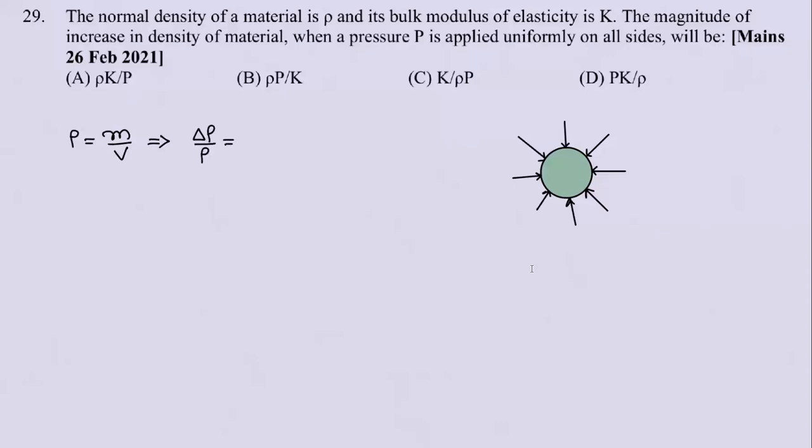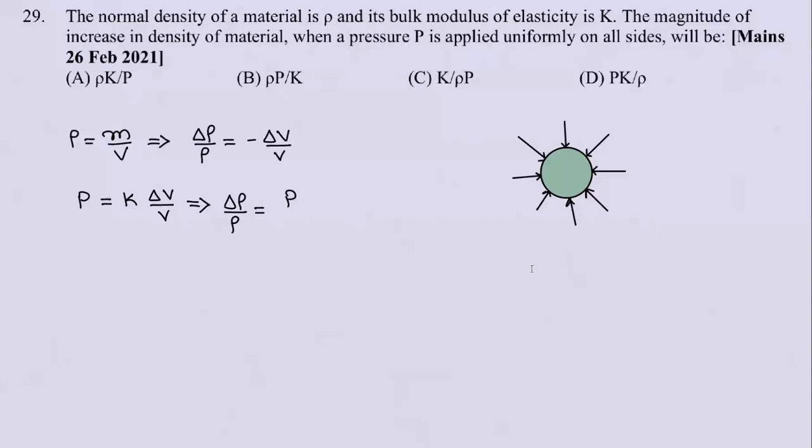That implies I can say delta rho by rho is equal to, as mass is constant, minus delta V by V. Right? Fractional change. So ultimately, the variation of density depends on variation of volume. Delta V by V is very easy to calculate. Bulk pressure, or force by area, is equal to bulk modulus into change in volume by original volume. That implies delta rho by rho is equal to P by K.